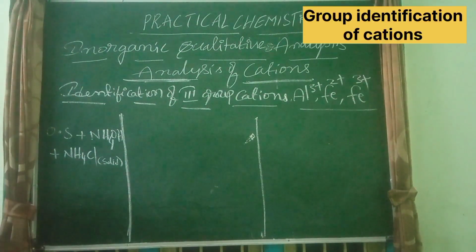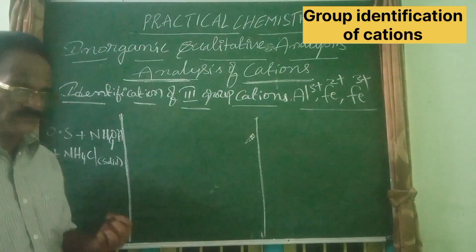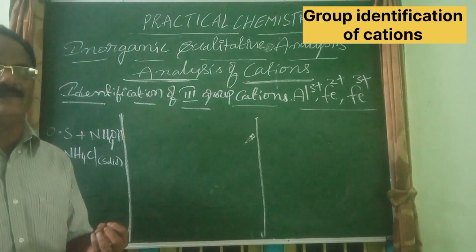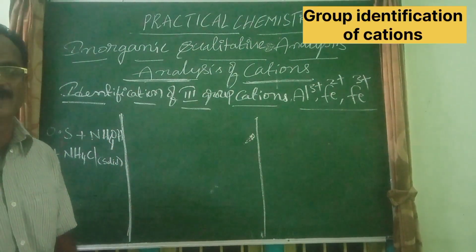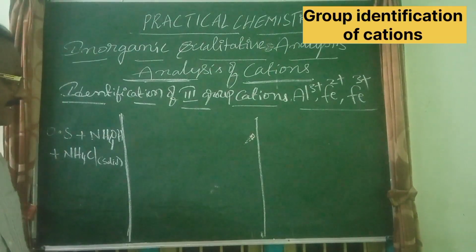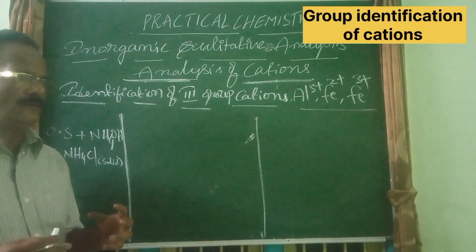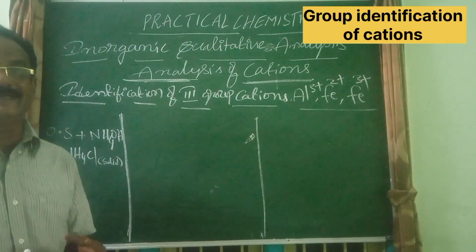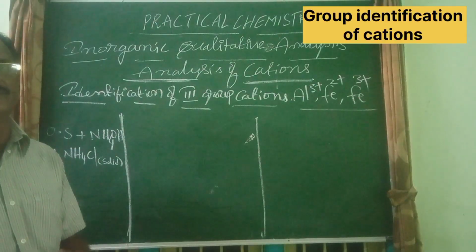Okay, so in the test tube, we have to add it such that some NH4Cl remains at the bottom. So here let us see what type of observations one can expect if there are third group cations.